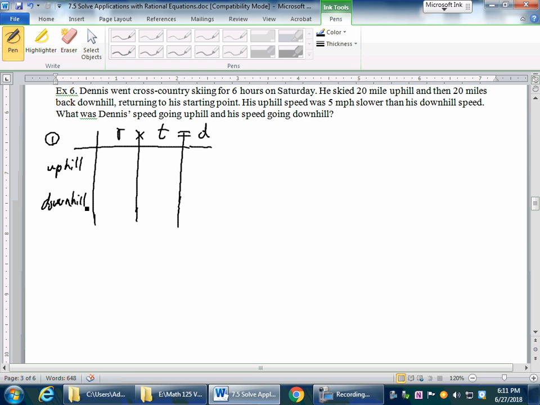The uphill is 20 miles and downhill is also 20 miles, the same distance. But what we know is when he goes uphill, the speed is 5 miles slower than the downhill. So my downhill speed must be x and uphill speed is x minus 5. We know that in this case, the total time is 6 hours.